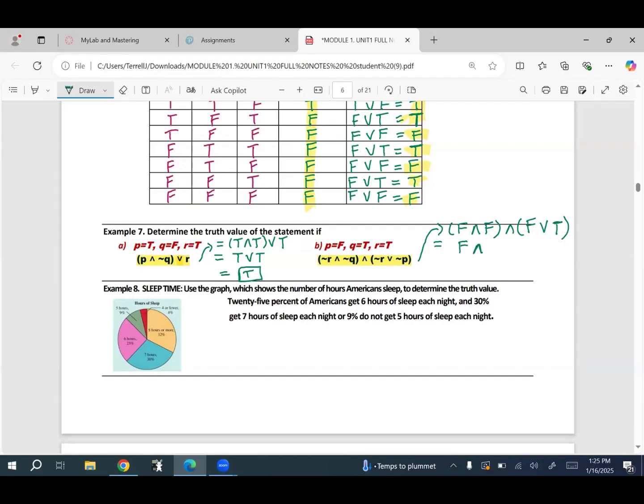And let's do the next parentheses. This says false or true. What would that be? Good. And now I can answer the question. It says false and true. What would that answer be?